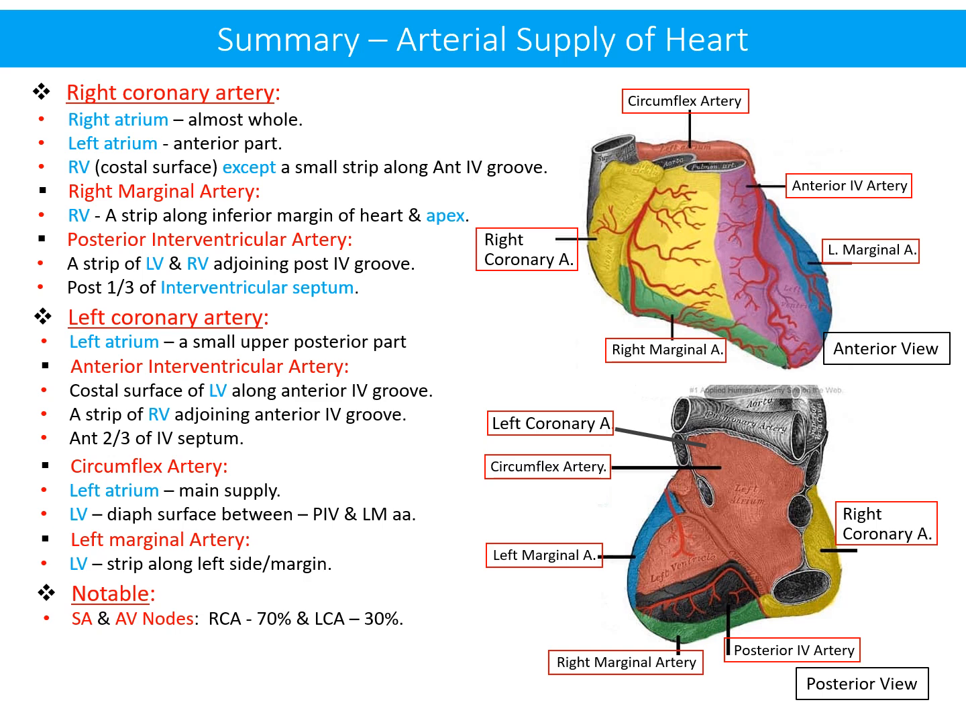The notable point is that the sinoatrial and AV nodes both are supplied approximately in 70% of the cases by the right coronary artery and about 30% of the cases by the left coronary artery. Most of the remaining conducting system of the heart is supplied by the right coronary artery except the left bundle branch of His, which is supplied by the left coronary artery.